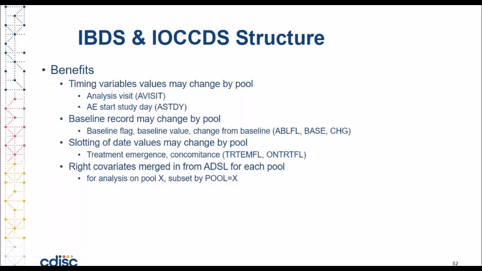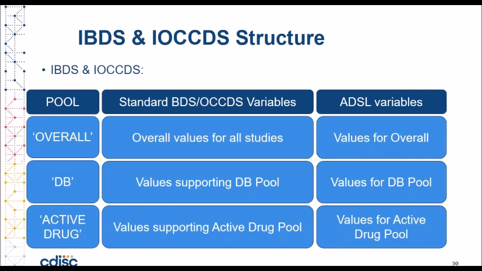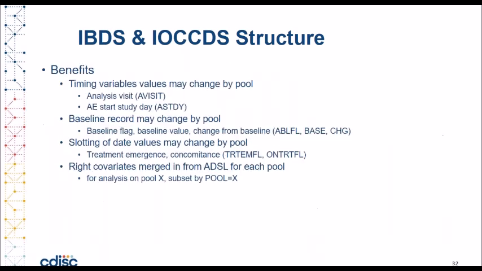You can think about this, I'll go back to this slide, as like having 3 separate data sets, all right? So the first data set has everybody across all the pools and the basic information. The second data set is just your double-blind pool, and it has just what you need for that. And your third data set is just your active drug pool. The only difference is we put them all together in one data set so that you have all of that handy, and you can just use where clauses when you need to pull out the specific information for your analysis. Okay.